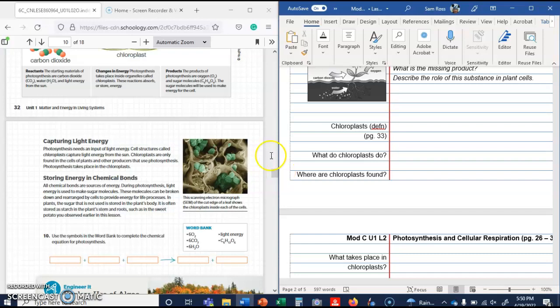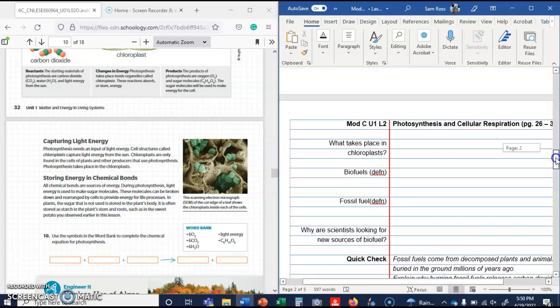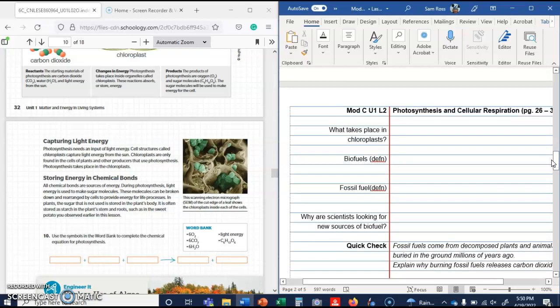And where are they found? So chloroplasts are just cell structures. I guess you can just put cell structures here. And then what do chloroplasts do? They capture light energy from the sun. Where are chloroplasts found? Chloroplasts are only found in the cells of plants and other producers that use photosynthesis. This is where photosynthesis occurs, basically. And I think that's the answer to this next question. But chloroplasts are found in plants and producers only. We don't have chloroplasts in our cells. What takes place in chloroplasts? Photosynthesis takes place in chloroplasts.